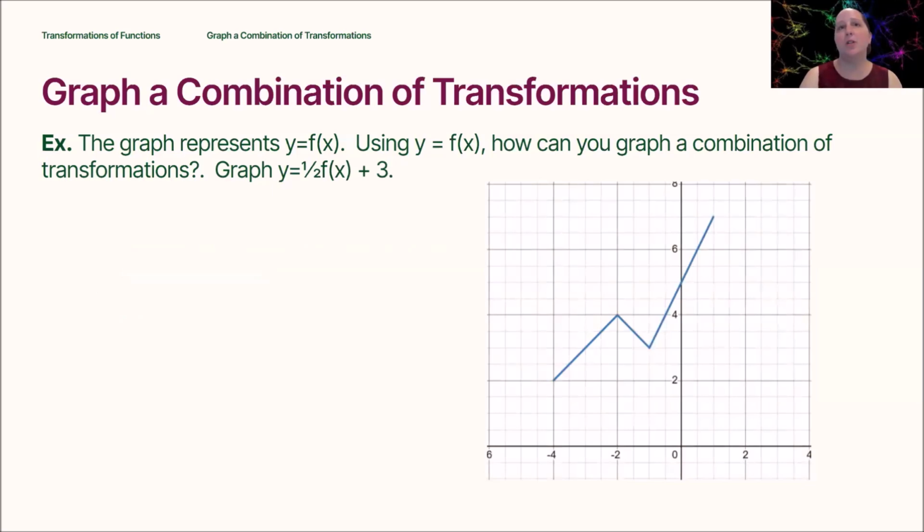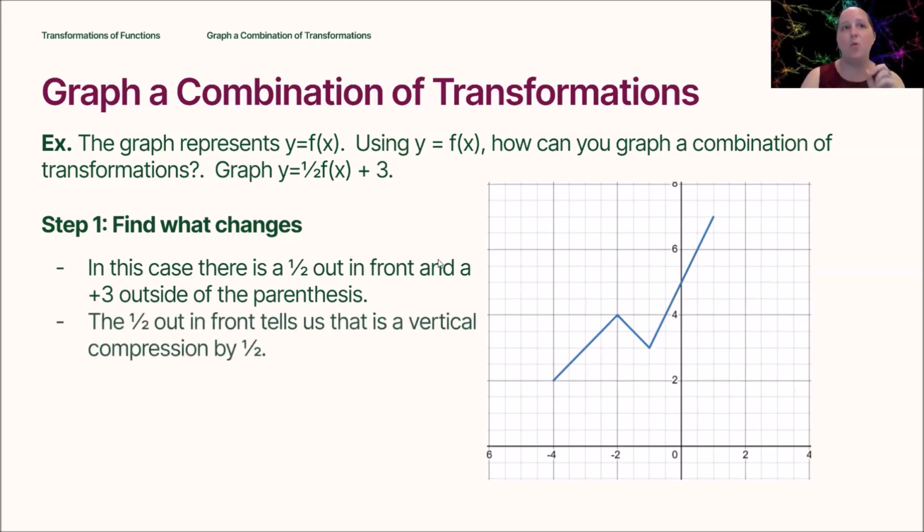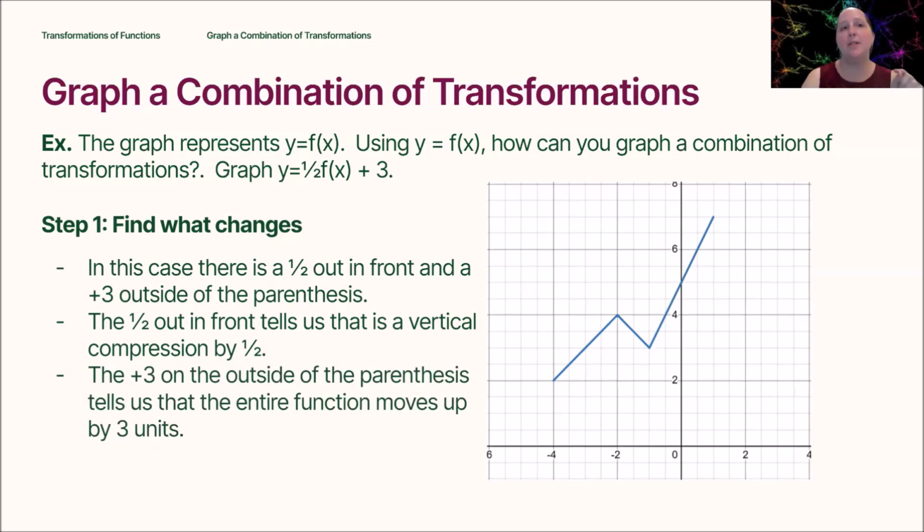All right, so the next thing I want to do is graph this equation, y equals f of x, to y equals 1/2 f of x plus 3. Again, I want to figure out what my changes are between my original equation and my new equation. The first thing that I notice that changes is the 1/2 out in front, and the +3, which is outside the parentheses. Those are the two things that change. The 1/2 out in front tells me it's a vertical compression by 1/2, and the +3 on the outside of the parentheses tells me I move the entire function up 3 units.